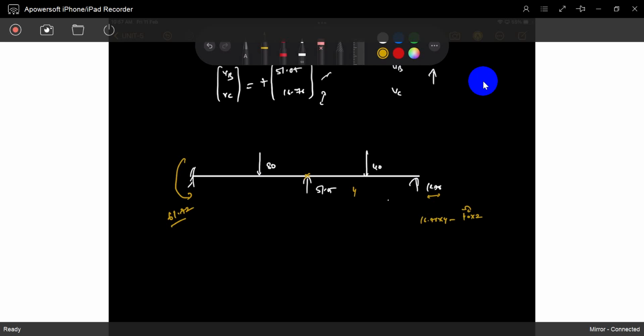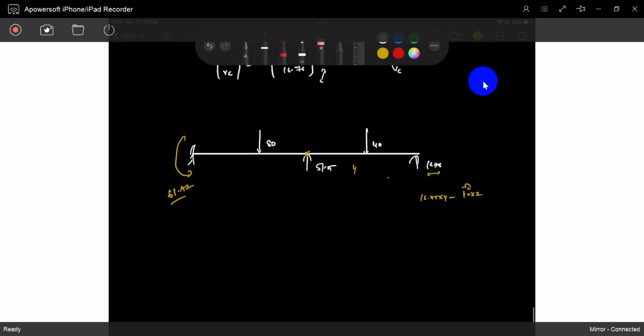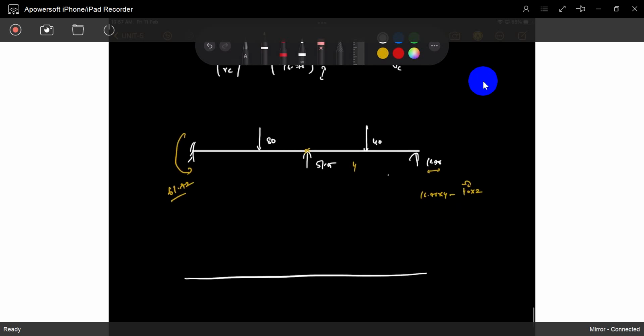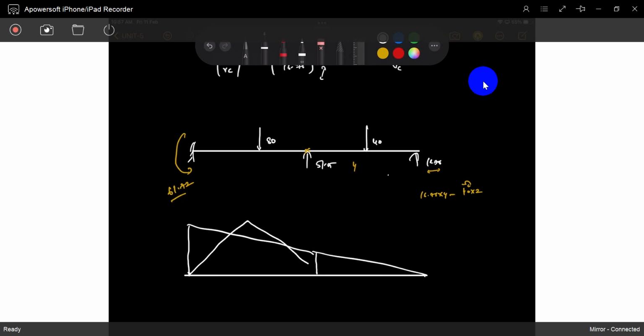So maybe 20 something. So 20 something you can find out. So can you write down the bending moment diagram now? So this is 61 point something, this is 20 something, this is 0, and it will go like this, and it will go like this.